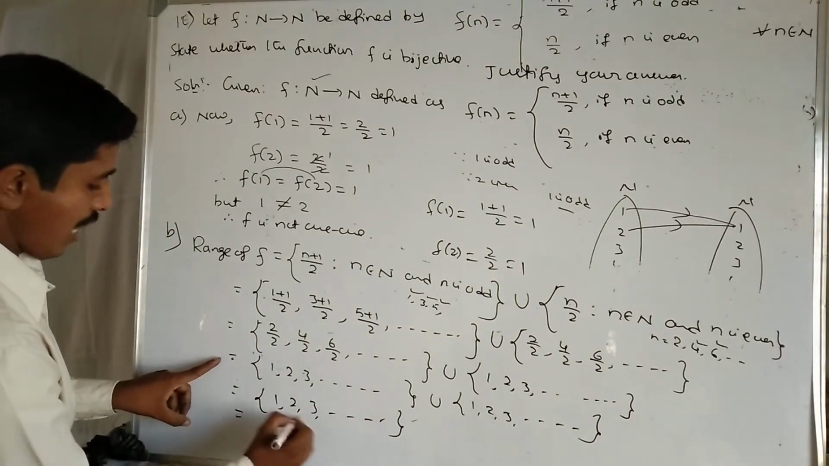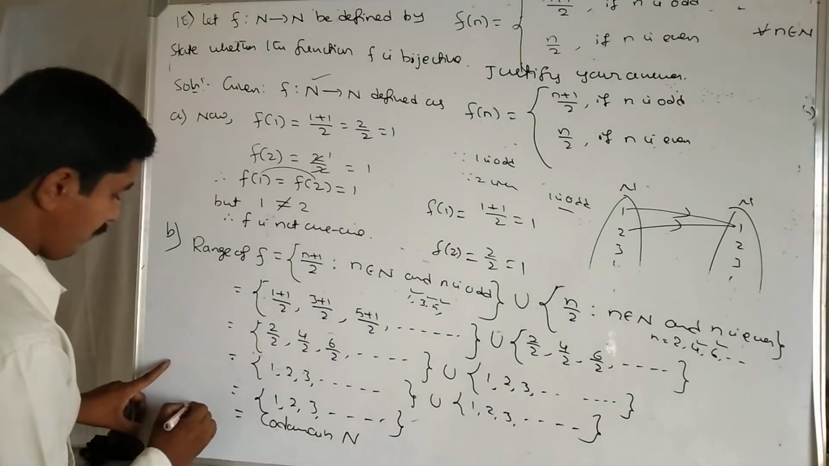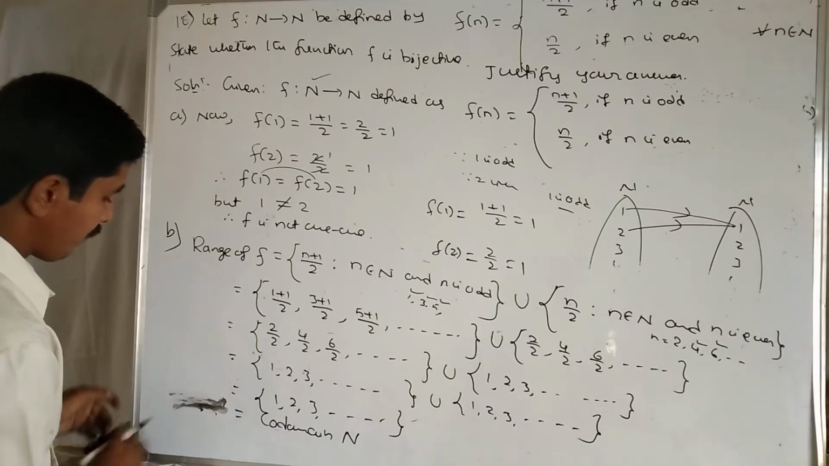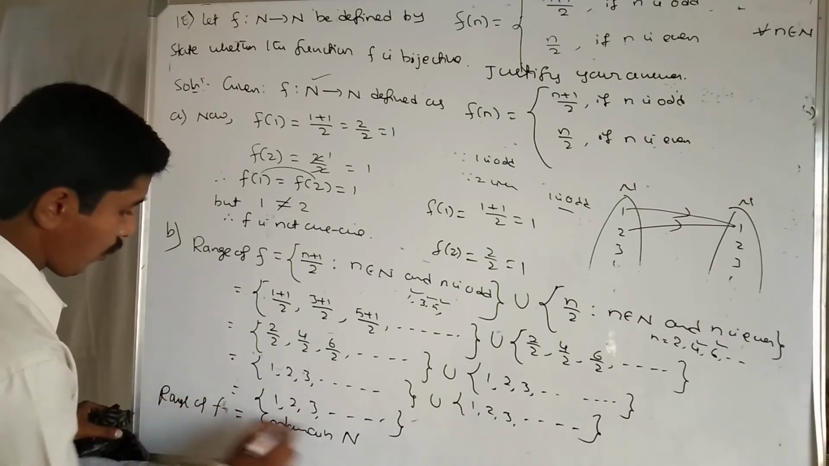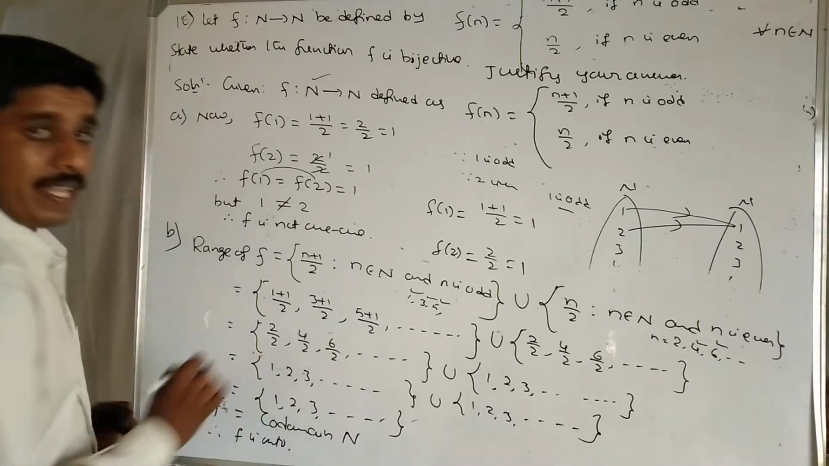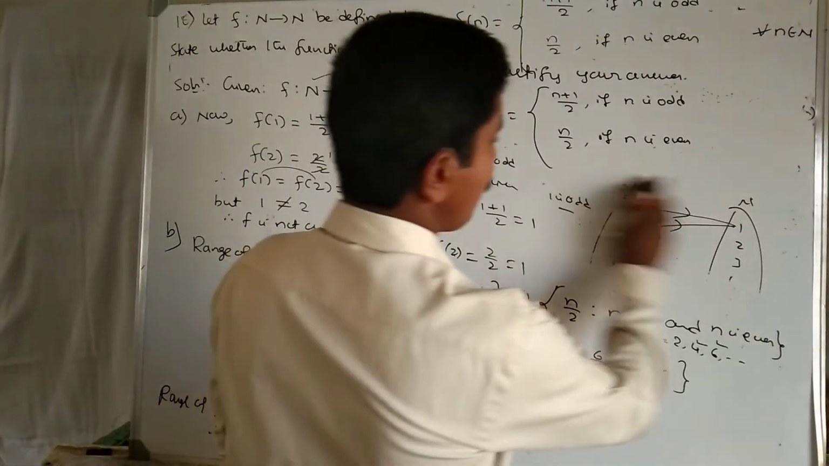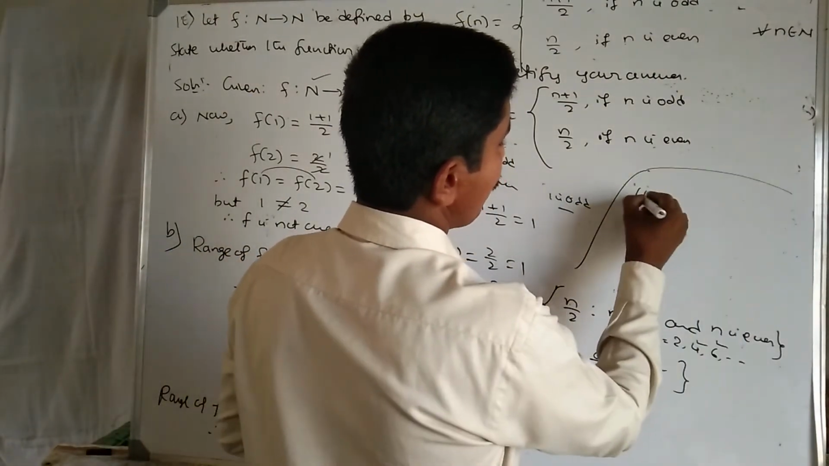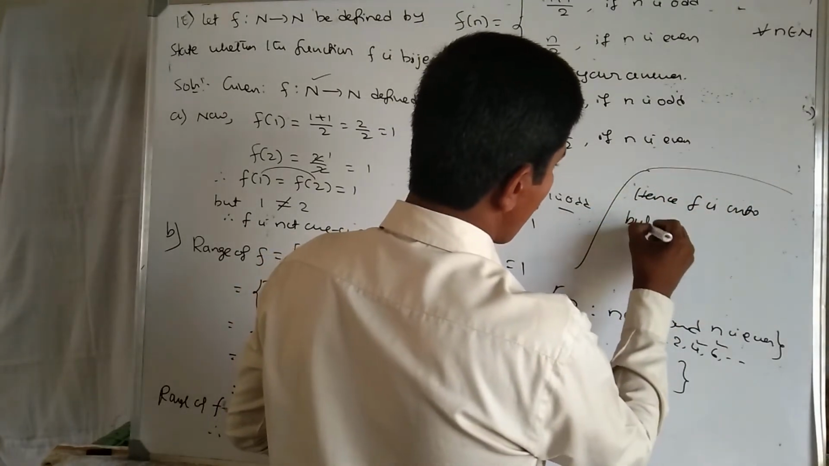Clearly this is the natural numbers. The codomain is also the natural numbers, the codomain N. The range of f equals the codomain N, which means clearly the function is onto. Mind it, it is not one-one but it is onto. Yes, finally right. f is onto but not one-one.